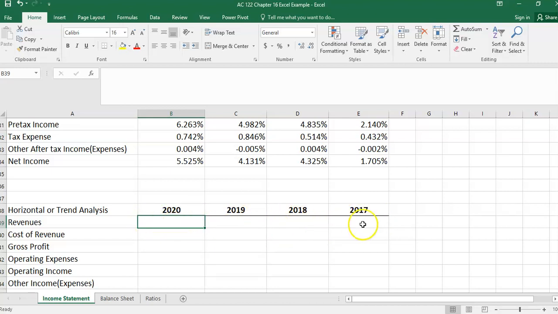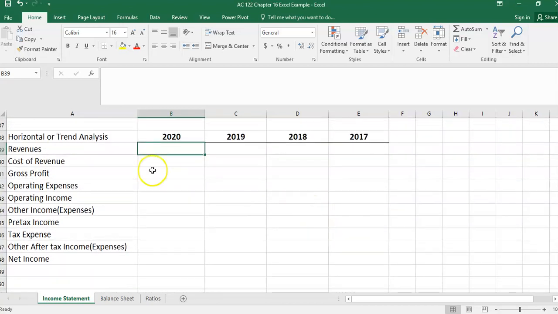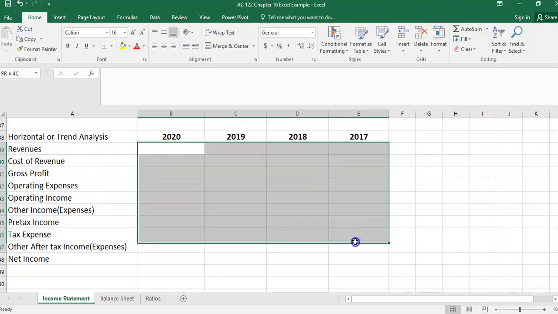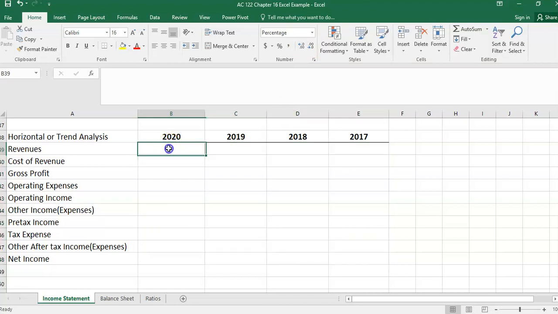So we use a base year, generally the oldest year of our information. We have 2017 here as the oldest year of our information. We take everything divided by the base year. I want everything in here to show up as a percentage, so I'm going to format my cells right now so they're automatically percentages. We're going to start with 2020.